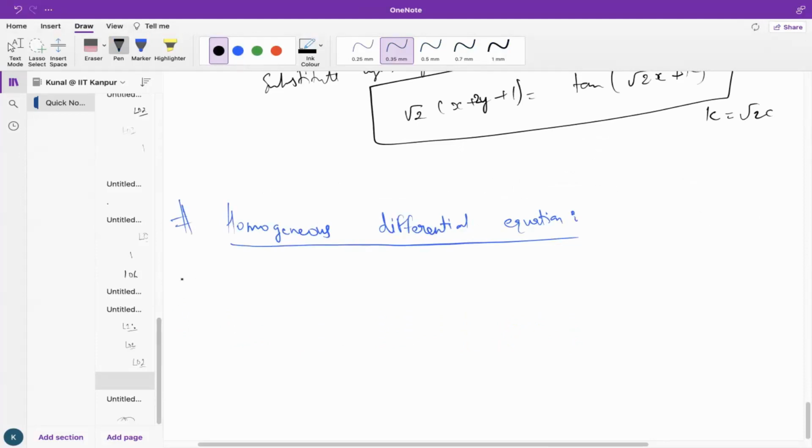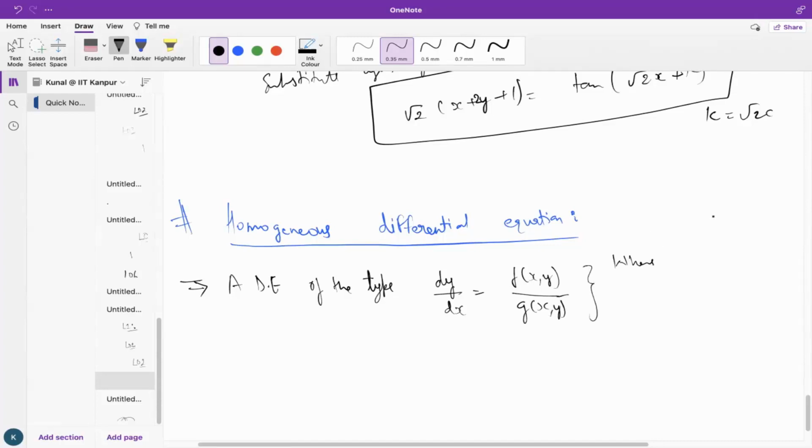First let me write the definition. So what it actually is: a differential equation of the type dy by dx is equal to f of xy by g of xy, where f(x,y) and g(x,y) are homogeneous functions of x and y of the same degree.